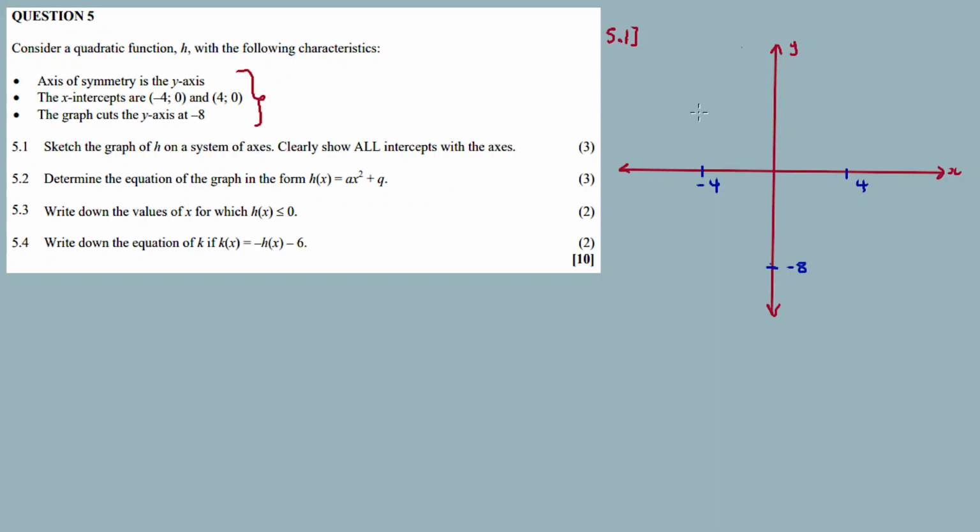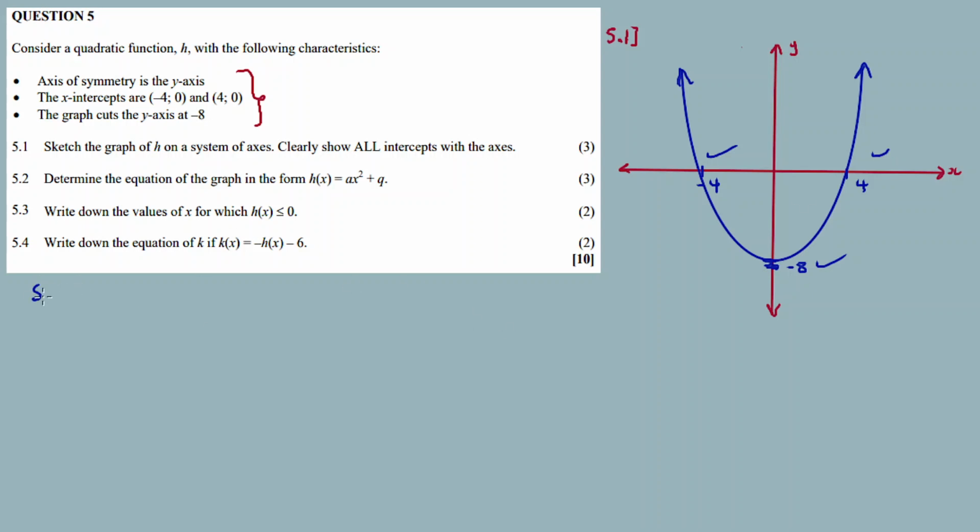Positive 4. So what does this mean? This function will be a smiling one, not a sad one. So it will look like this. So this is 4, -4 and -8. Here is -8, not this one. Okay, so this is your function. You have shown the intercepts 1, 2 and 3, and the shape of the graph is correct.